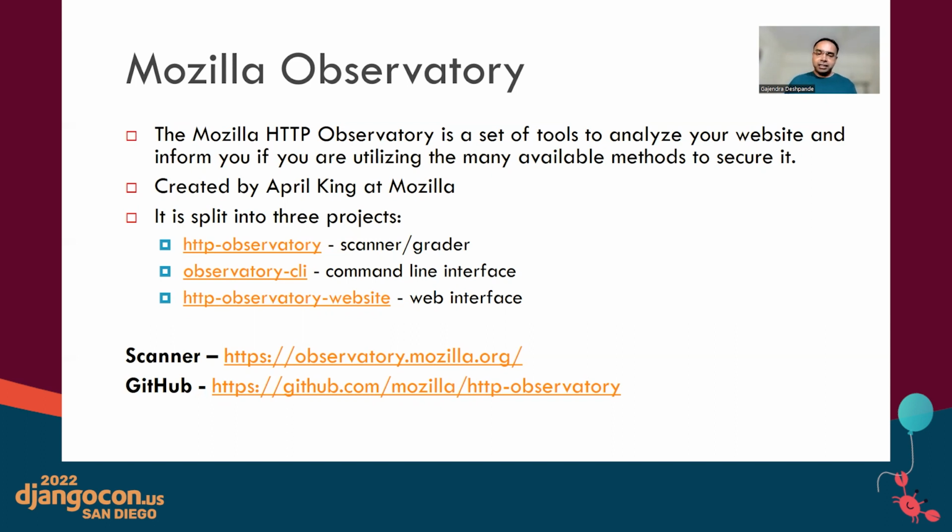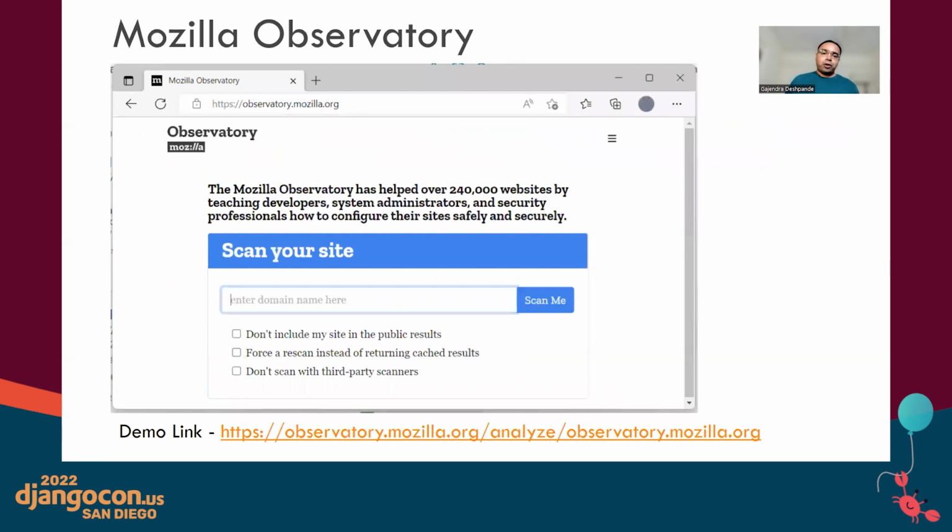Now to access the scanner, you have to go to the URL observatory.mozilla.org. Then there is a GitHub repository also. You can visit this GitHub repository, download the entire HTTP Observatory and set it up locally on your machine. But if you want to use it online, you can do that. When you open the Observatory website, it looks something like this. There is a demo link which analyzes the security of the Mozilla Observatory website itself. Let's see how it works.